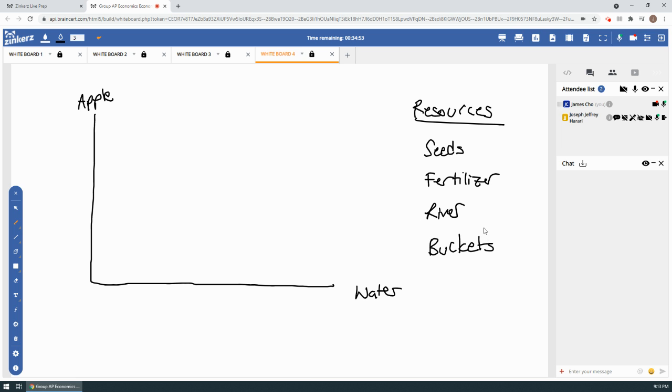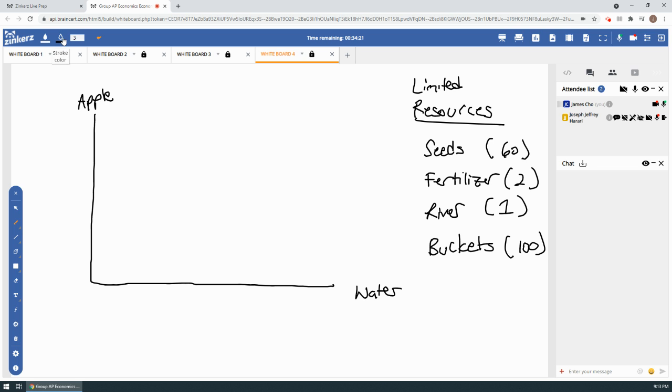Okay, something like that. And of course, our resources have to be limited. Okay, so I only have, I don't know how even to do this. Like, I only have 60 seeds, and I only have 2 bags of fertilizer. I know I only have one river that goes through my town. Okay, and I only have 100 buckets. So those are my resources, and they're very, very limited. Now, with these limited resources, I need to try to produce as many apples and as much water as possible.